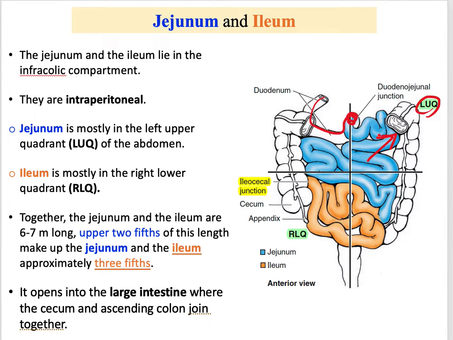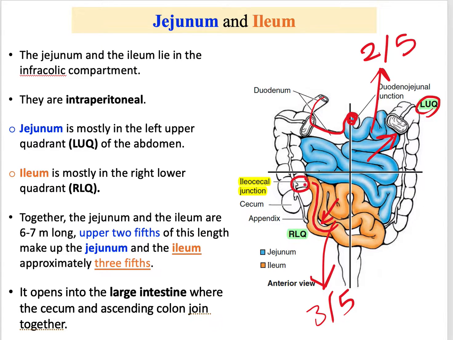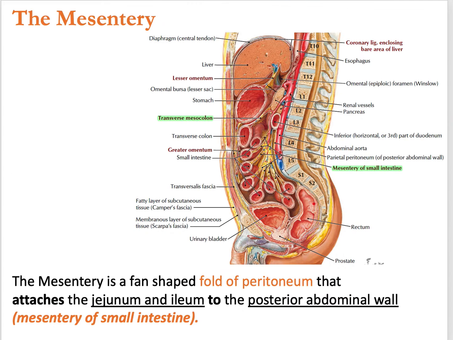Now, the jejunum is usually located at the left upper quadrant. You remember we divide the abdomen into quadrants. So the jejunum usually occupies most of the left upper quadrant, but the ileum occupies part of the right lower quadrant. The jejunum, guys, represents, I would say, the upper 2/5 of the length, while the ileum is approximately 3/5. Finally, the ileum opens into the large intestine, and we'll talk more about that.